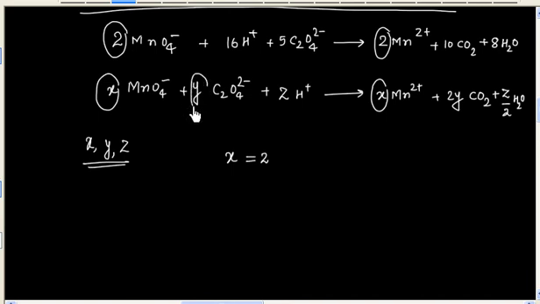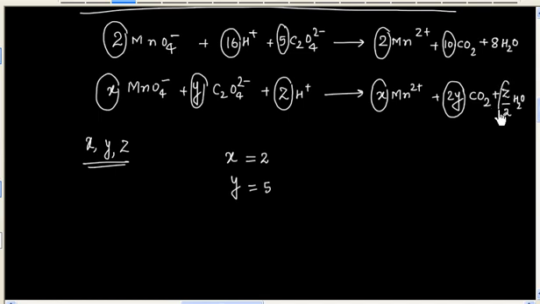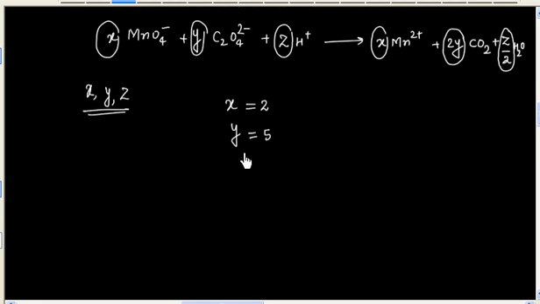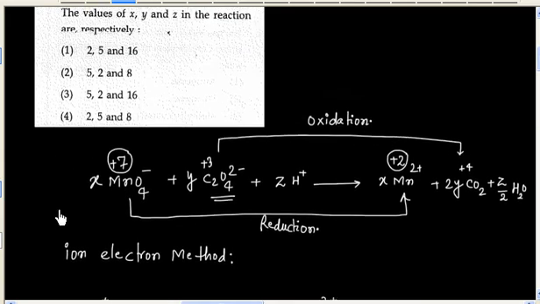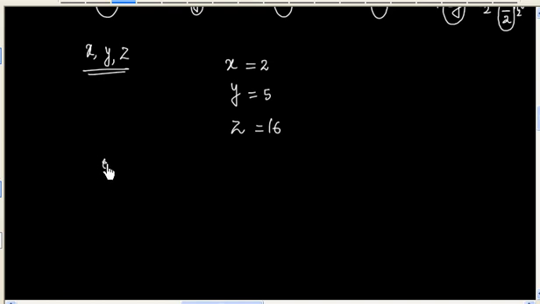Now the value of y, this is 5. You can see the right side also. So y is 5. Now z is 16. You see, z by 2, that is 8. You can check here. So basically z is equal to 16. So x is 2, y is 5 and z is 16. That is choice number 1. So in this case option 1 is correct.